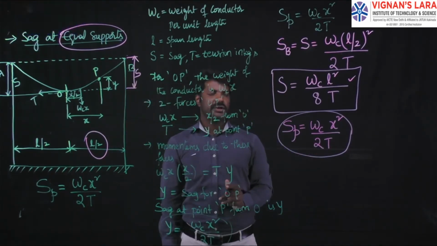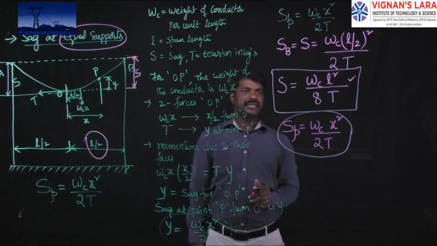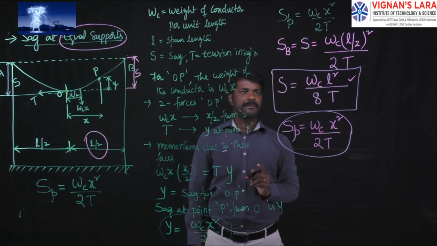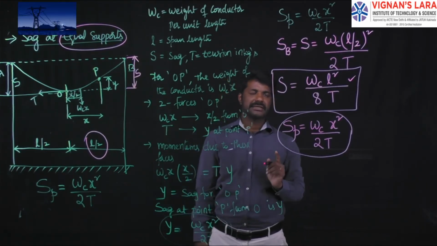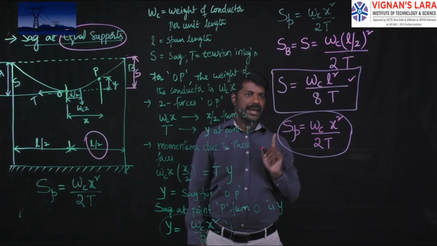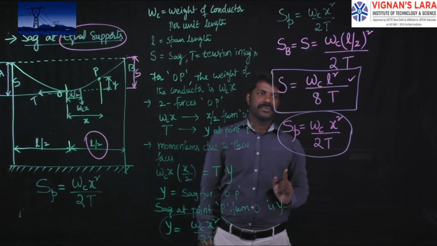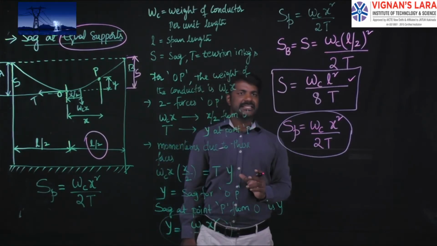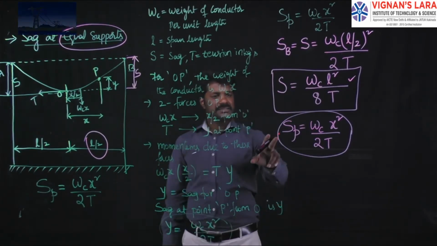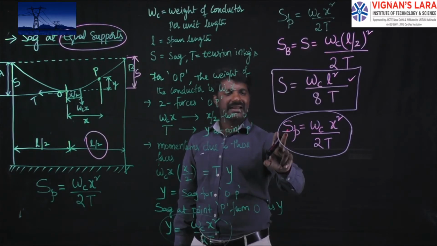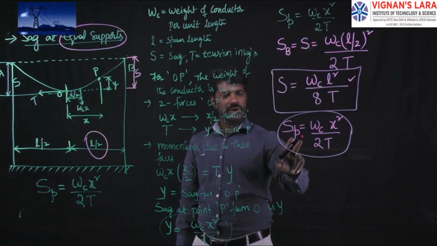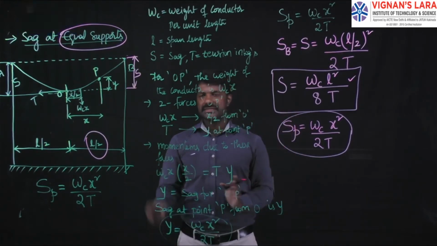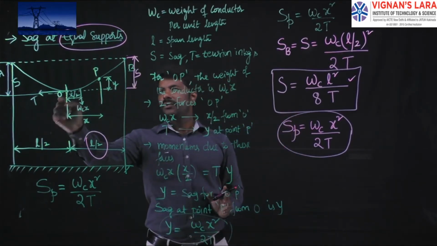Therefore the magnitude of the sag is equal to WC L square by 8T, where WC is the weight of the conductor per unit length, L is the span length, capital T is the tension that was acting upon the conductor, and capital S is the sag. Here SP stands for sag at an intermediate point P, which is located on the conductor and is measured from origin, that is the lowest point of the conductor O.